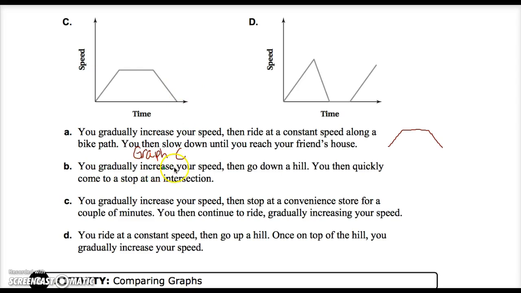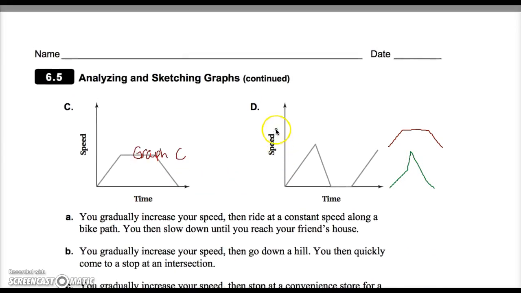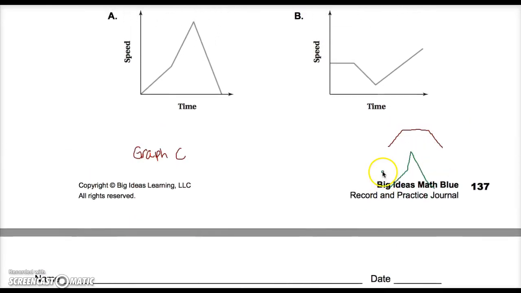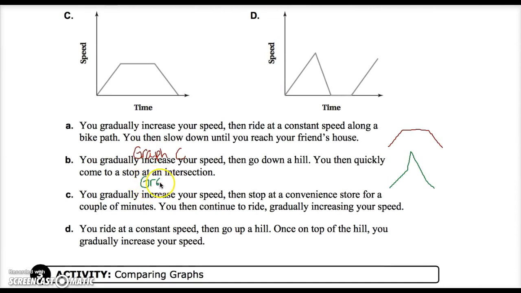Okay, B, you gradually increase your speed, then you go down a hill. You then quickly come to a stop at an intersection. So if you think about this scenario, you gradually increase your speed, but as soon as you start going down a hill, you pick up speed. So it's going to kind of get even steeper. And then you quickly come to a stop. So you would be decreasing your speed until you stop. So if we look back, looking for a graph that looks like the green one, and that's going to be graph A. So your answer for B is going to be graph A.